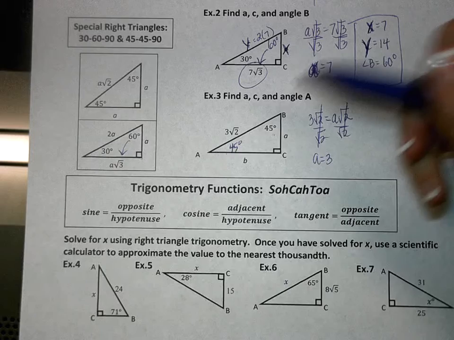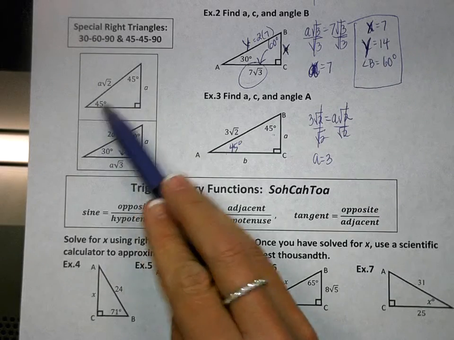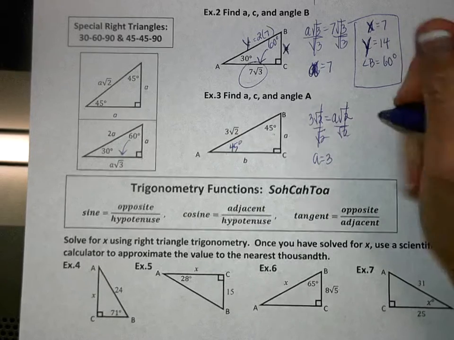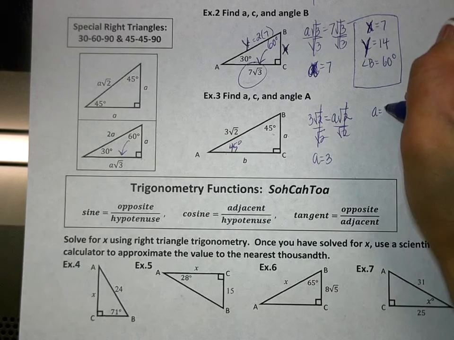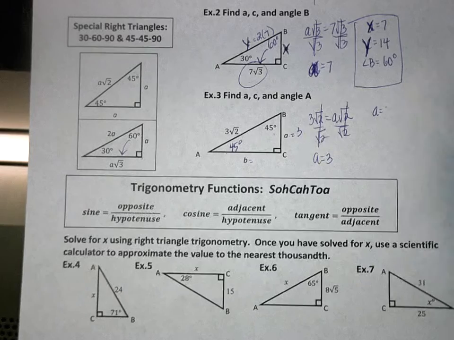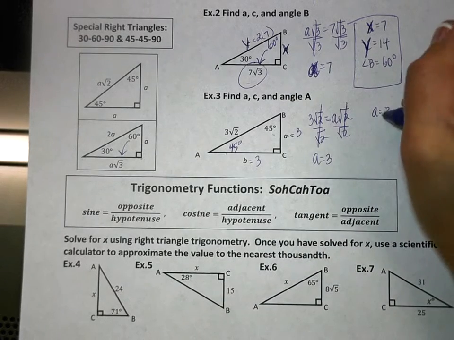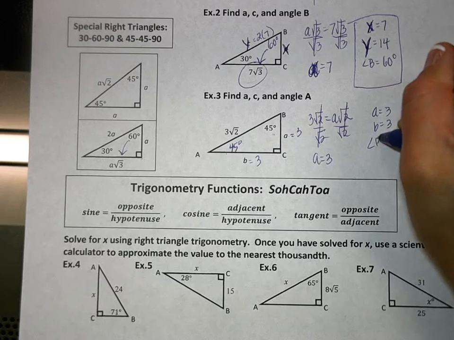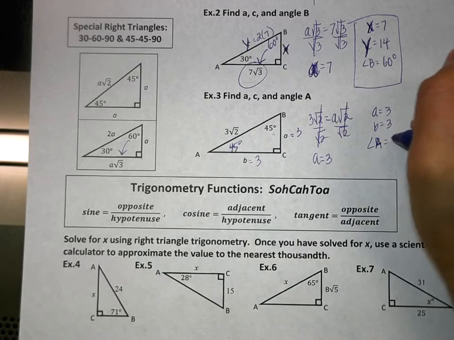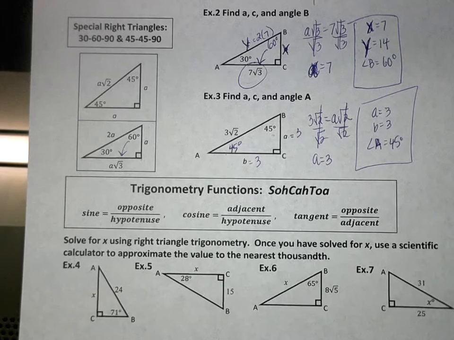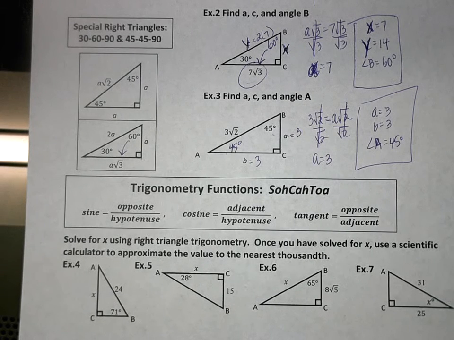These cancel, and what does A equal? Good. So now when we're plugging these in, we know that each of these sides are actually A. So that means A over here equals 3. B equals 3. And then we already found that angle A is 45 degrees. Any questions with that?